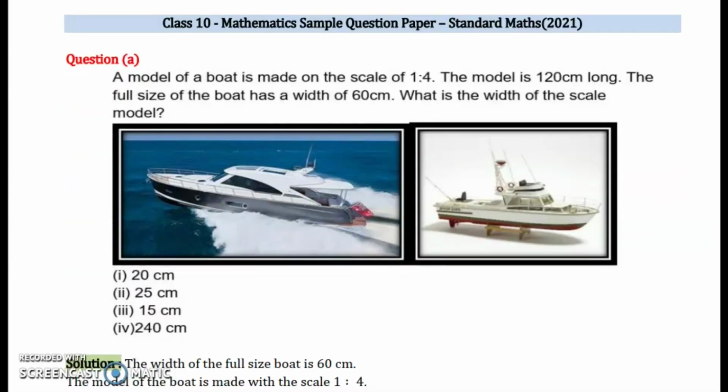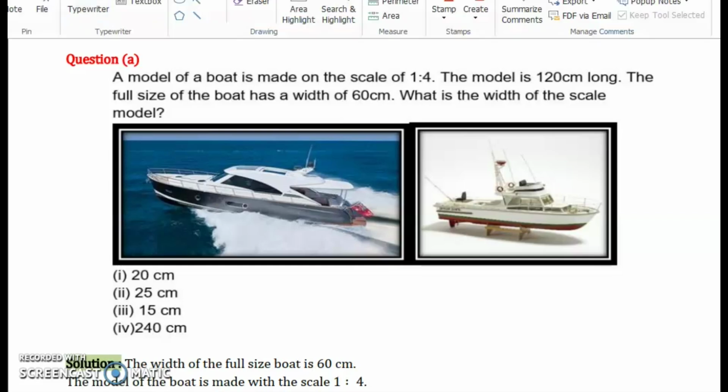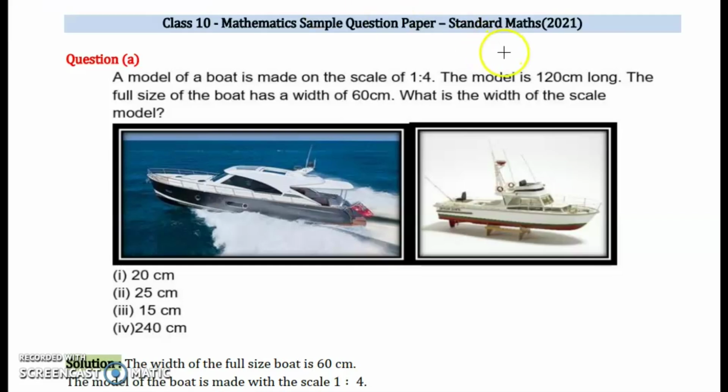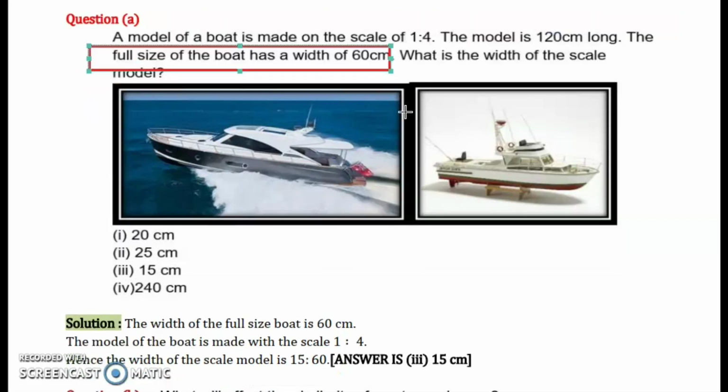See here. The model of the boat is made up of the scale 1:4. The model is 120 centimeter long. The full size of the boat is 60 centimeter. What is the width of the scale model? I think they are making a prototype model of a boat, with the scale 1:4.